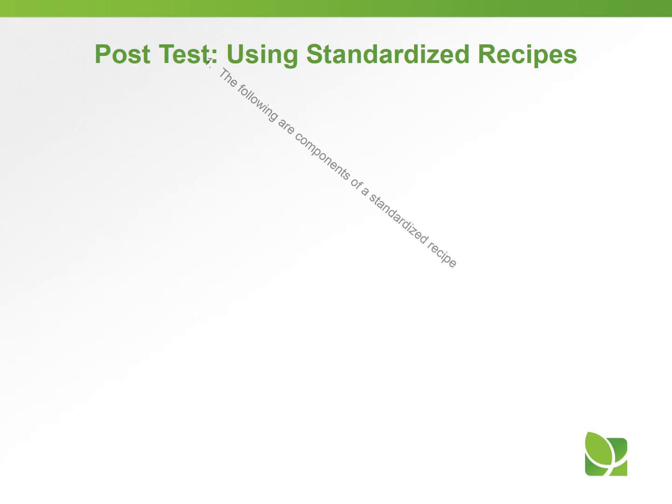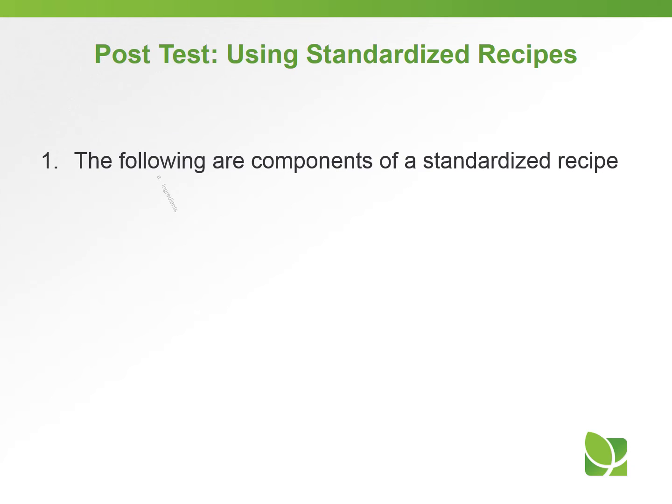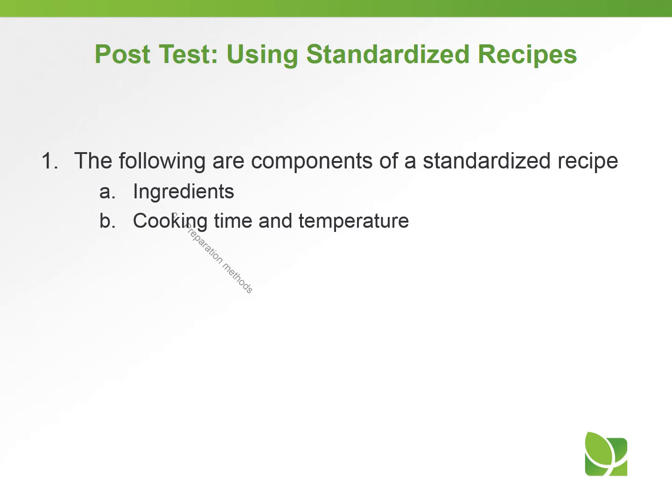Let's take a short quiz about standardized recipes. Question number 1. The following are components of a standardized recipe. A. Ingredients. B. Cooking time and temperature. C. Preparation methods. Or D. All of the above.